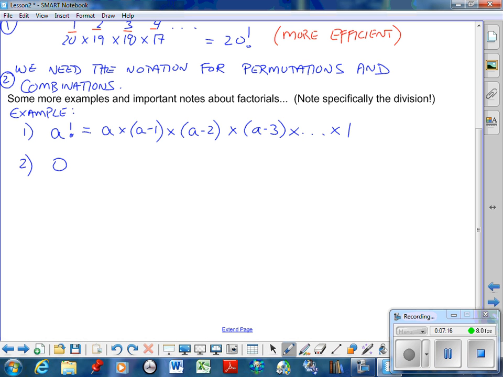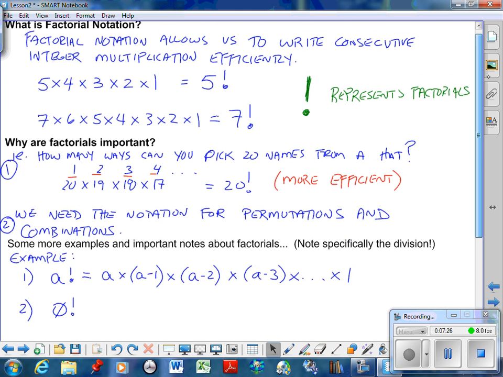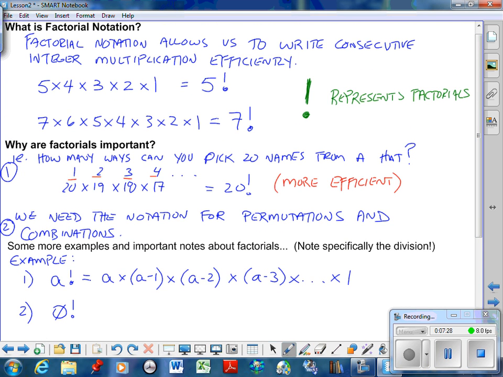Second one, what happens if we get 0 factorial? Someone's going to ask that. Factorials only exist for our counting numbers, our whole numbers. So maybe I'll just go back up here for a second and put it right under here. Only exists for whole numbers.